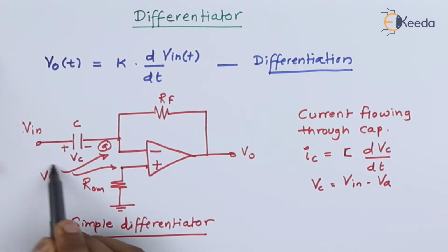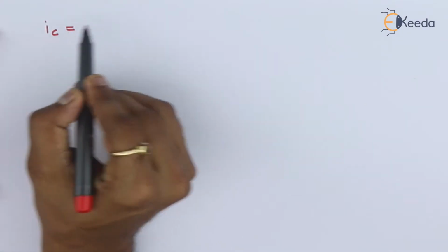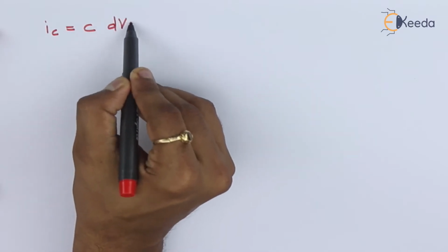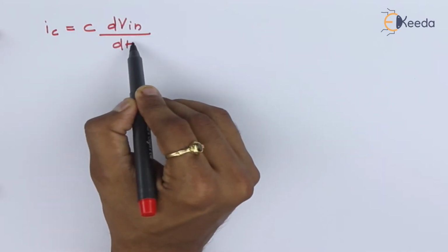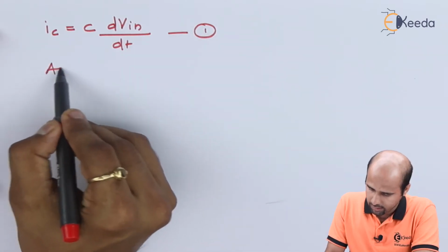So with the virtual ground concept, we will have VA equal to 0 volt. Great. If VA is equal to 0 volt, now I can say that VC is equal to Vin. I can put Vin in place of VC. IC is equal to C dVin by dt, equation number 1. Now I will apply KCL.